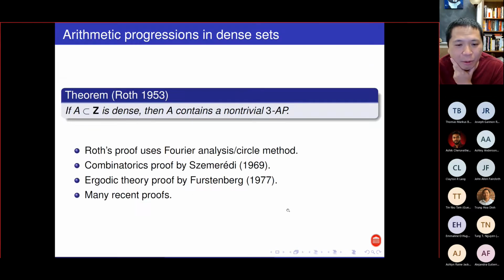All right, and these people are all famous. Furstenberg just won the Abel Prize 2 years ago, and Szemerédi won the Abel Prize 10 years ago, and Roth also won the Fields Medal in '58 for something else. But this was his second favorite result.